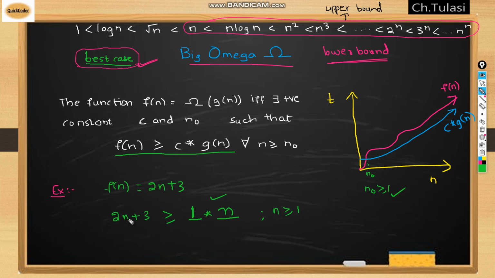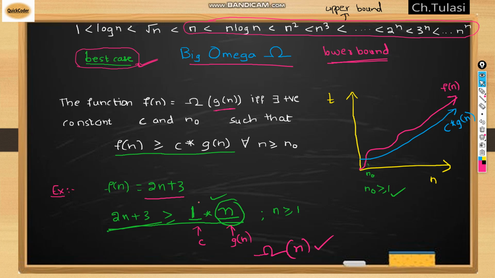Now we got some g of n here, like this is c and this is g of n. Our big omega notation is omega of g of n, and our g of n is n. So this is the best case for the function 2n plus 3. Okay, this is about big omega notation, and the next topic is the big theta notation. Let's go into that.